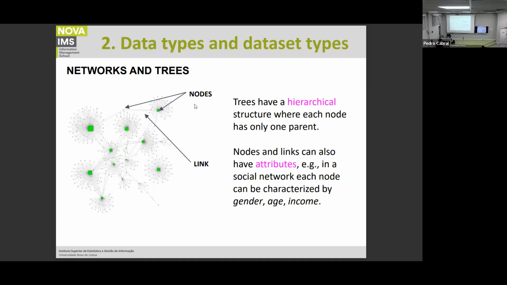Okay, nodes can have attributes, links can have attributes, okay? When you're talking about trees, it's because there is a hierarchical structure, okay? If it's just a network, it doesn't mean that it has a hierarchical structure, okay? So we have, for instance, social networks. Nodes can be characterized by gender, age, income, etc. Okay? And links can be, for instance, characterized by the number of interactions between the nodes. Okay?